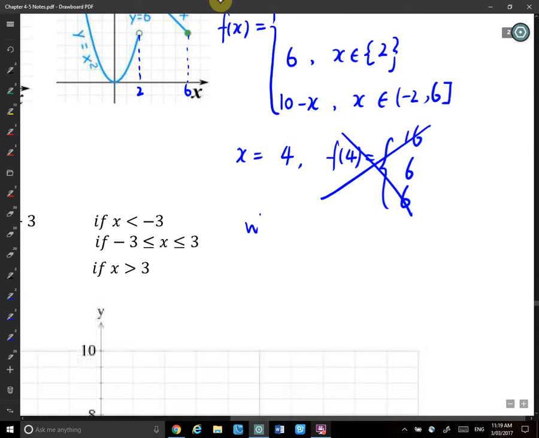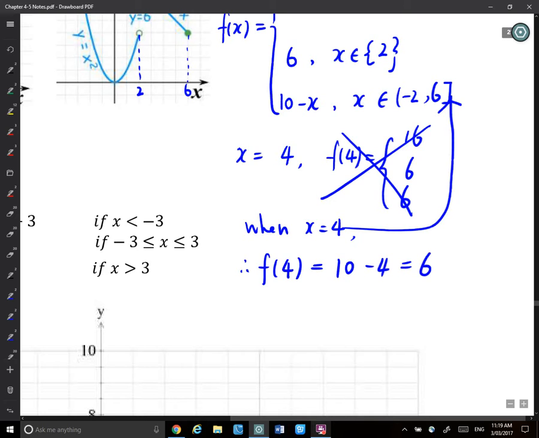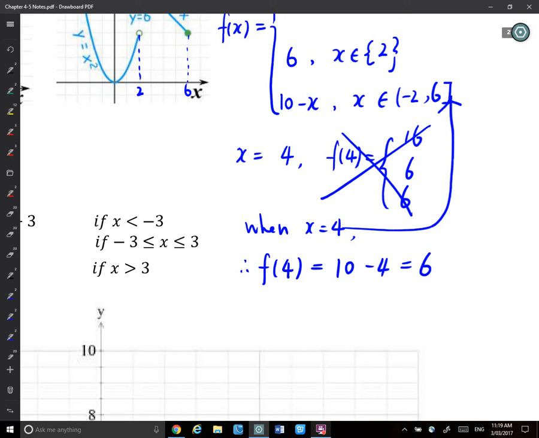So when x equals 4, it can only fit in this domain. So f(4) only equals 10 minus 4, which equals 6. Each x can only be put into one rule, and that only gives you one value. I hadn't really emphasized that for last year's students, and they made this mistake, so I changed it this year. I really want to emphasize that at the beginning. So make sure you substitute the x value, look for which domain is actually satisfied, and put it into that rule. Do not put it into all the rules. It's not going to work.